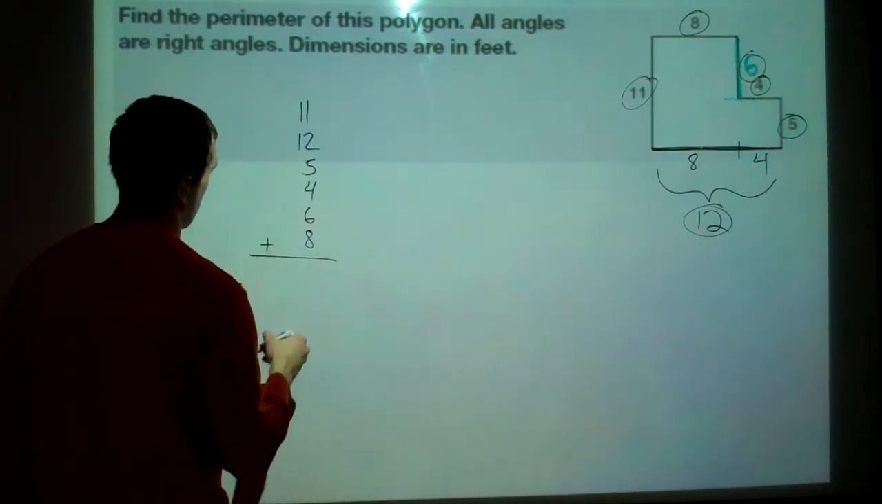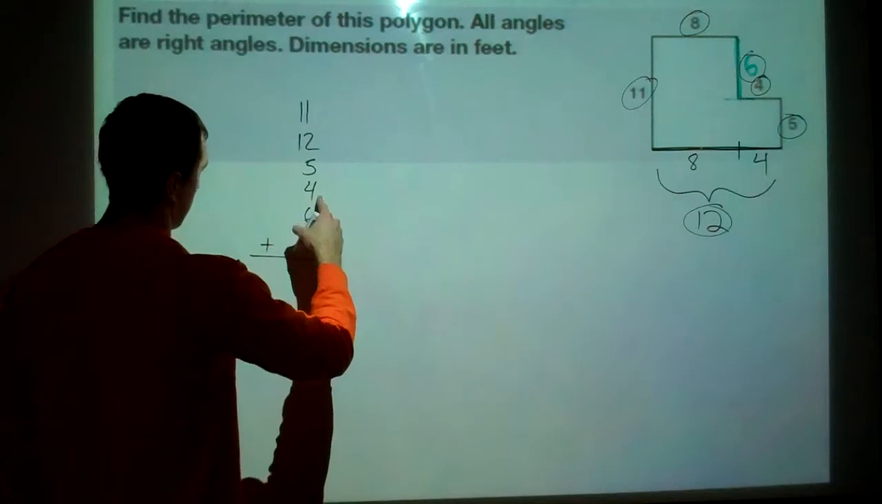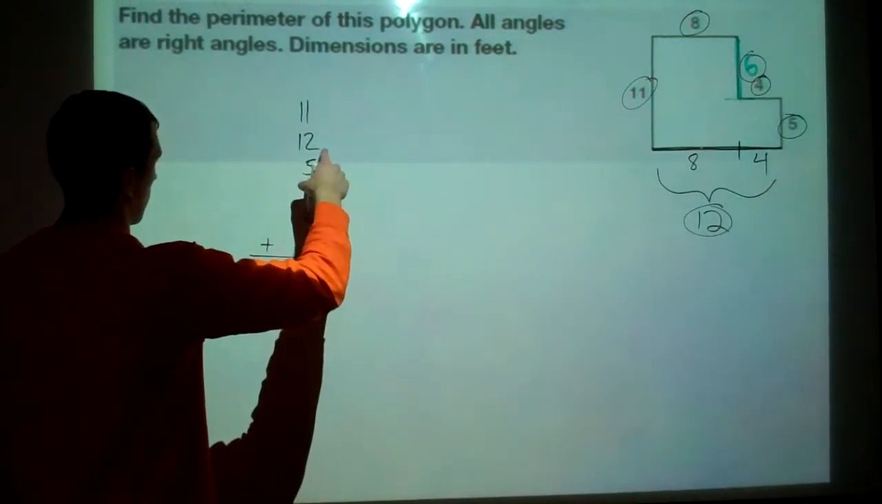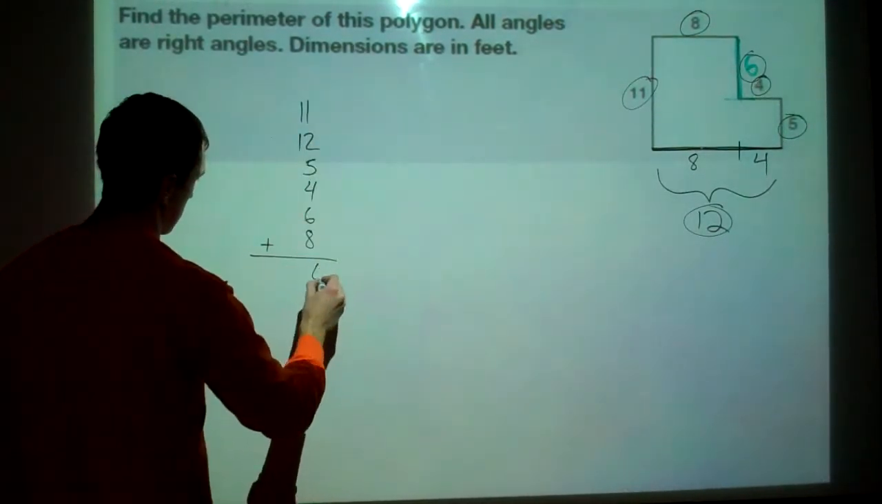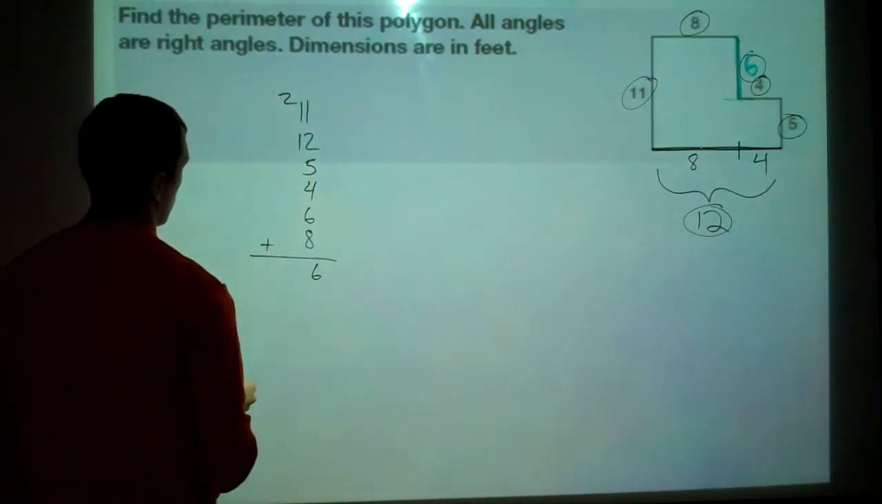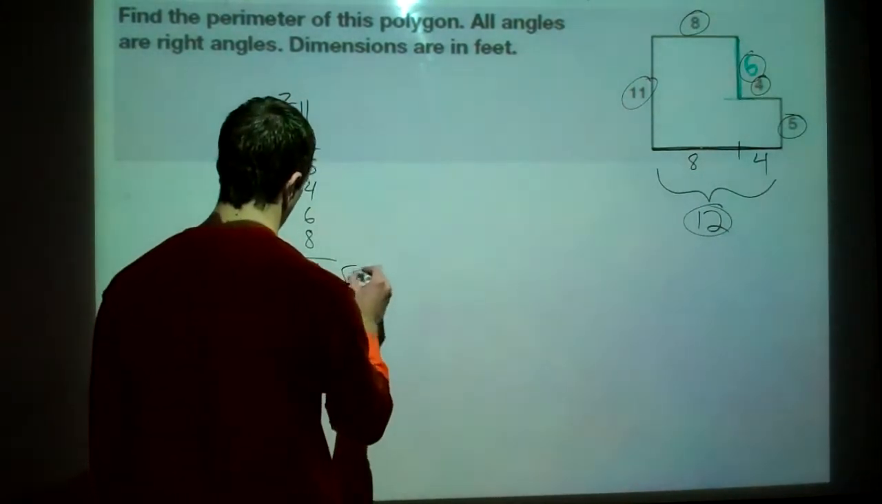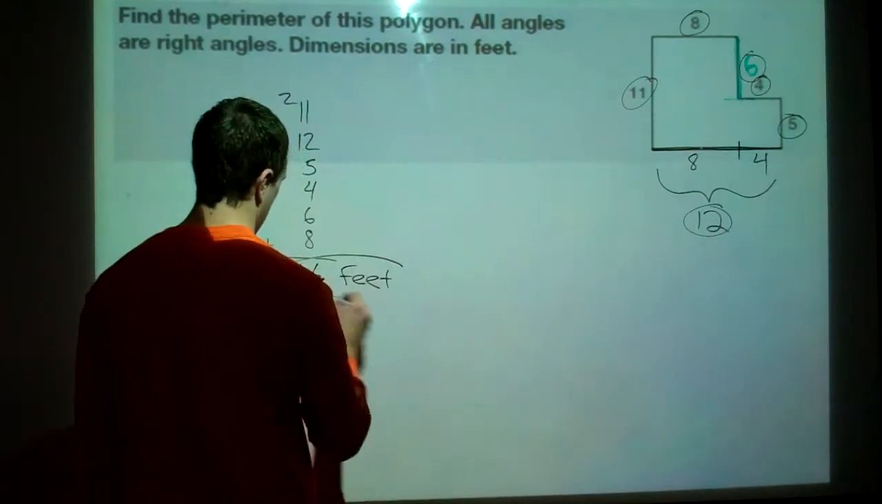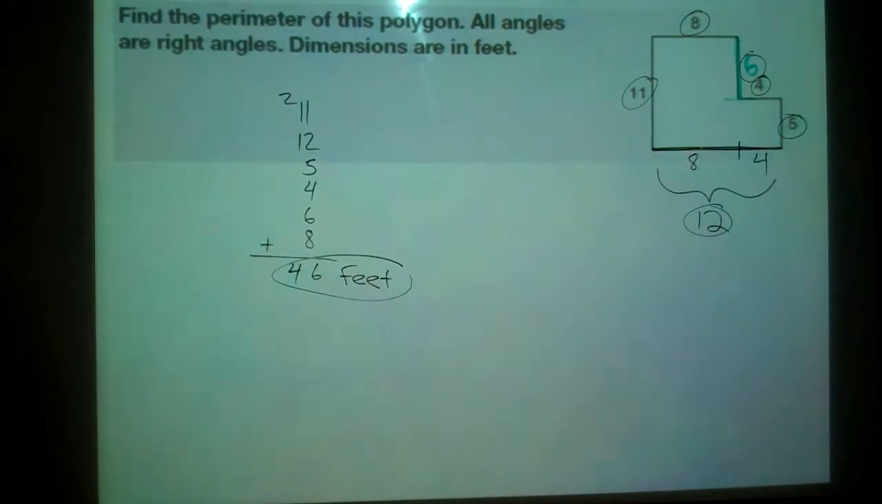Add all these together. 14, 18, 20, 25, 26, 32, 2 plus 2, 46. So we should get 46 feet. 46 feet for that one.